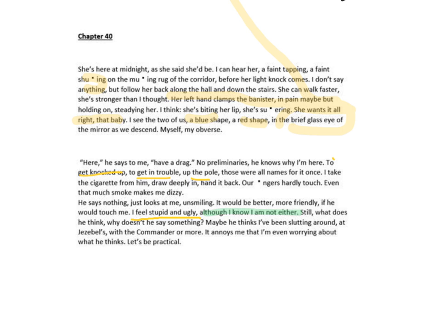More of this patriarchal judgment again. Maybe he thinks I've been slutting around at Jezebel's with the commander or more. Very interesting that there's still that sense of shame and stigma attached to a woman with many sexual partners. Again, that's nothing new, but it's still in existence within this Gilead regime. It annoys me that I'm even worrying about what he thinks. So again, all the power lies with the man. All the judgment lies in this patriarchal culture.